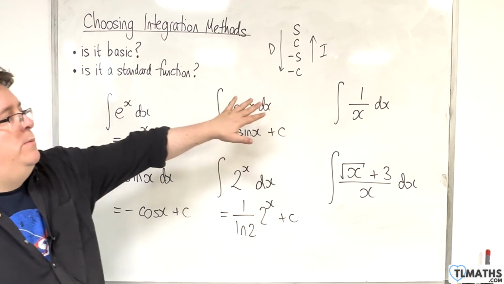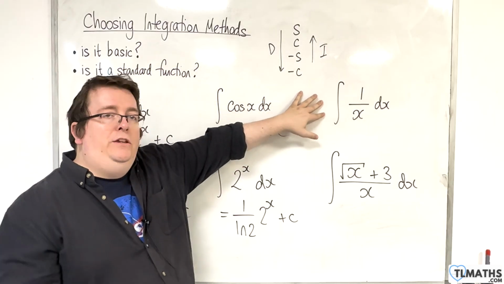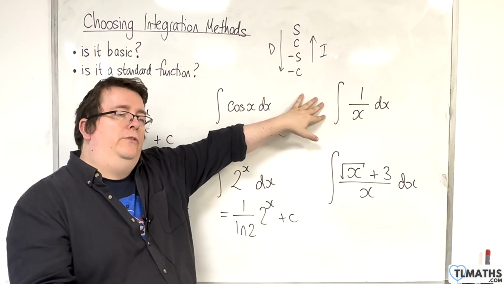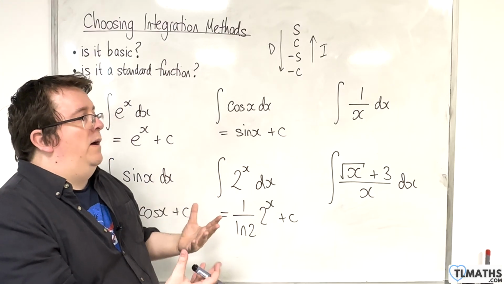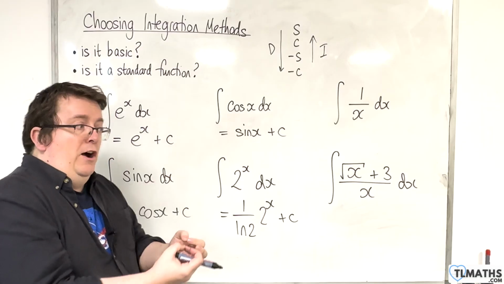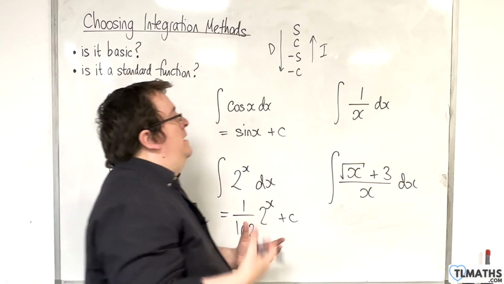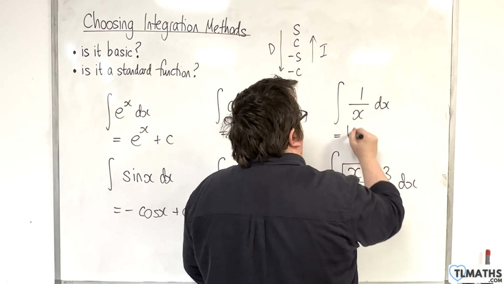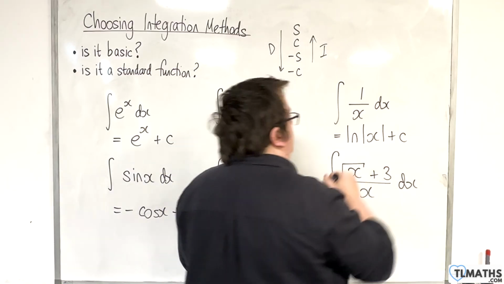1 over x, now we're going back into the territory of is it basic, but now you've got x to the minus 1. So it doesn't follow the same rule. You can't write that as x to the minus 1 and then add 1 to the power and divide by the new power. It's the one scenario that breaks the previous examples. So 1 over x integrates to the natural logarithm of the modulus of x plus c.